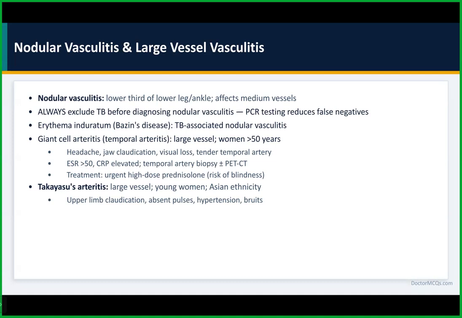Another large vessel vasculitis is Takayasu arteritis, which is also common in young women, mostly of Asian ethnicity. It will present as upper limb claudication, sometimes absent pulses, the patient might have high blood pressure, and a bruit can be present.